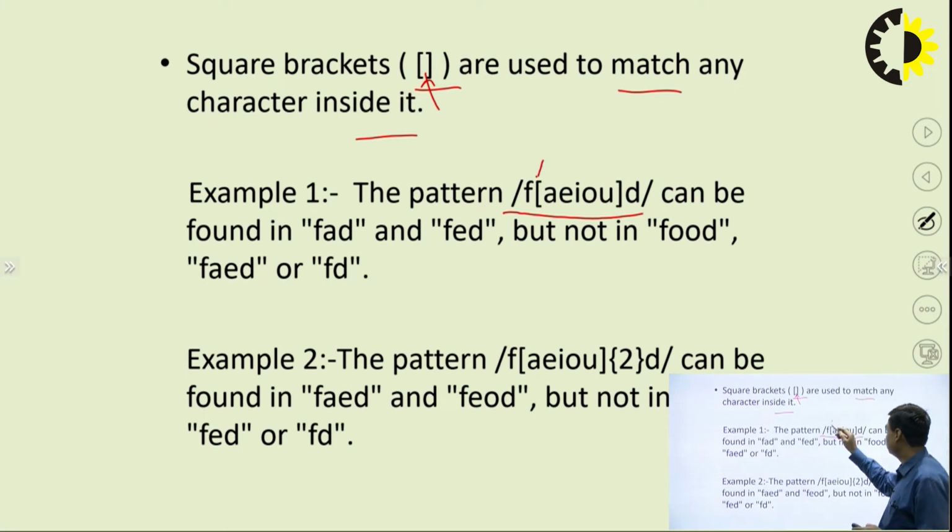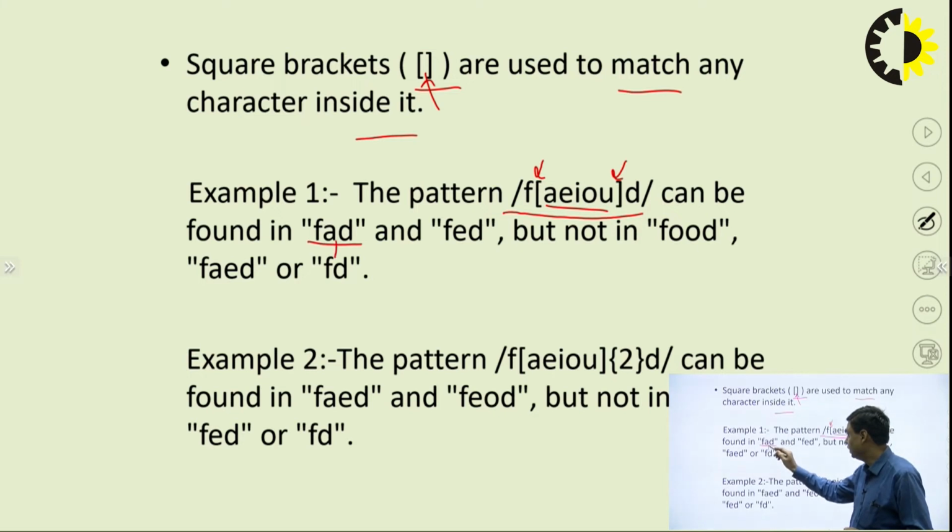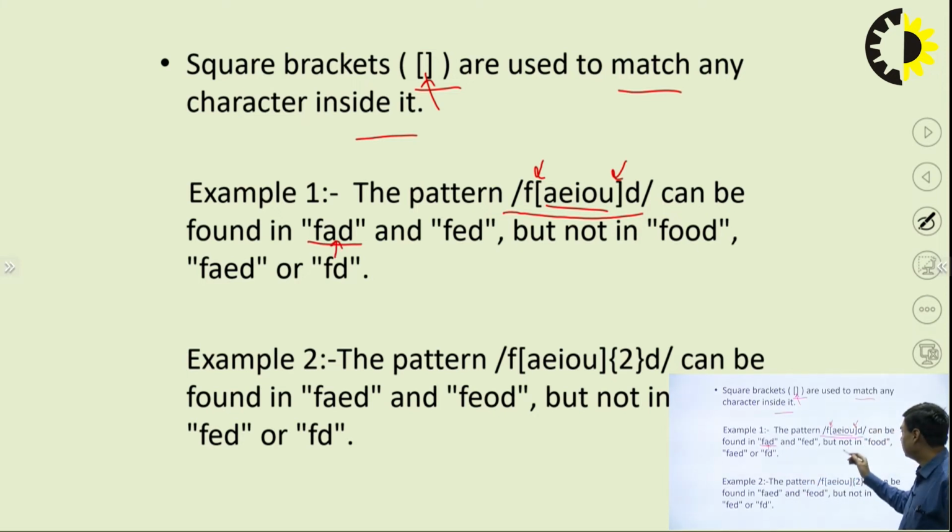And you can see within the bracket we have given the values A, E, I, O, U. Understand, any one character at the second position of this regular expression, any one character from this set of characters which are given in the brackets. Again I am repeating, any one character. So it can be found in FAD. At this position we have A. A is part of the set of characters within the bracket.